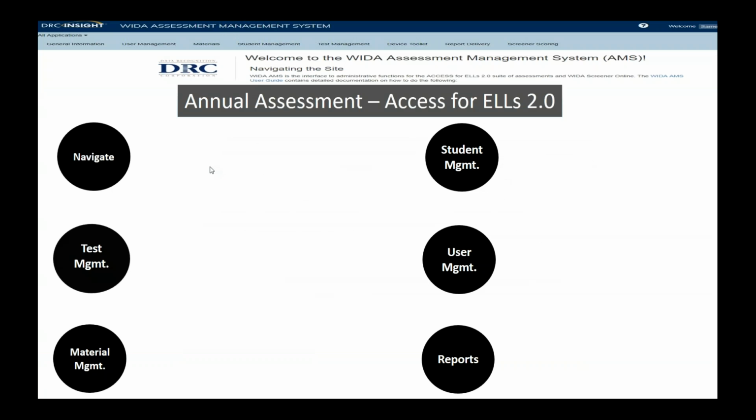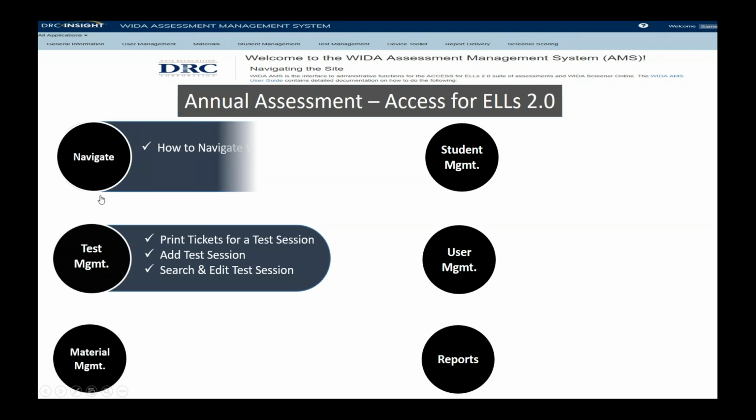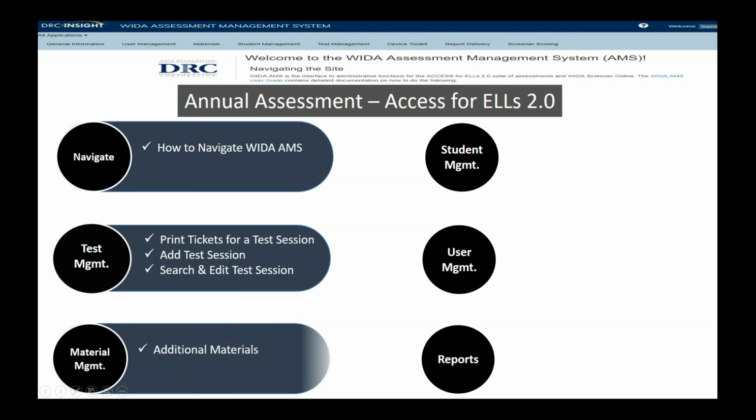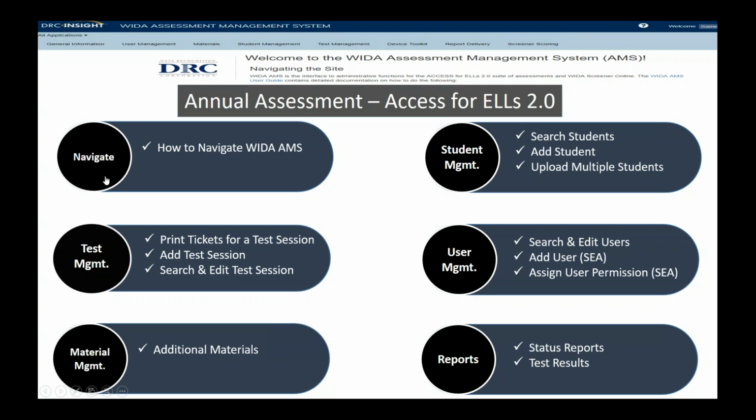So basically, what we are going to do on this call is we will go over the different functionalities of DRC testing systems, and we will go over the reports which are also available within the DRC system. So just a brief on what we are going to cover as part of this webinar. We will go over the navigation functionalities, basic navigation on how to log in to the VIDA AMS system, and then we will look into the different functionalities. We will look into student management, test management, user management, material management, and then the reports which are available.